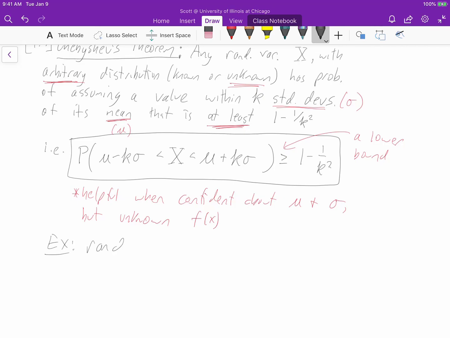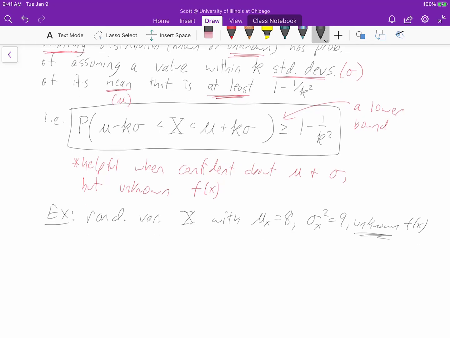Okay, so let's look at an example of applying this. Let's say we have a random variable x where we're confident that the mean of x is 8 and the variance of x is 9, but we have an unknown f of x. So I'm going to draw a picture, but by definition of the example, this thing is actually unknown. If I draw a picture of the distribution, I'm just showing you one possible distribution that it could be. So this is x, this is f of x. We know the mean has to be 8, so let's make this kind of right skewed. Let's put 8 there, 4 there.